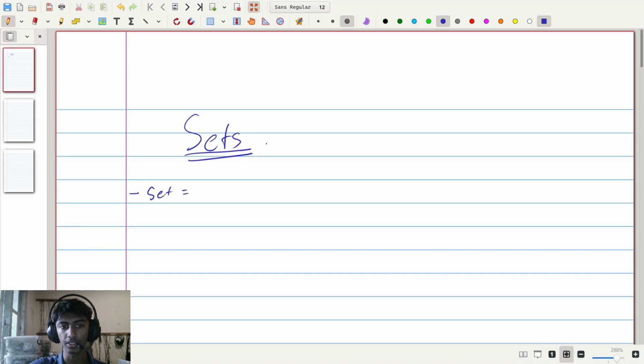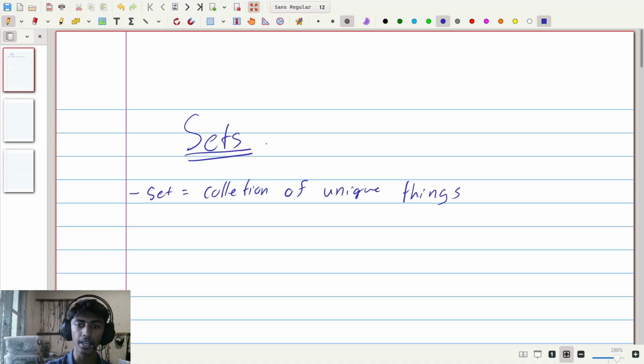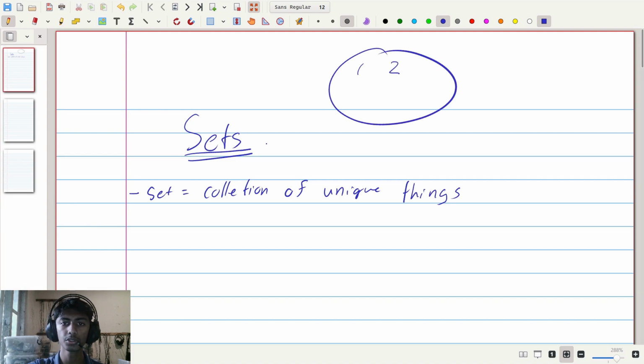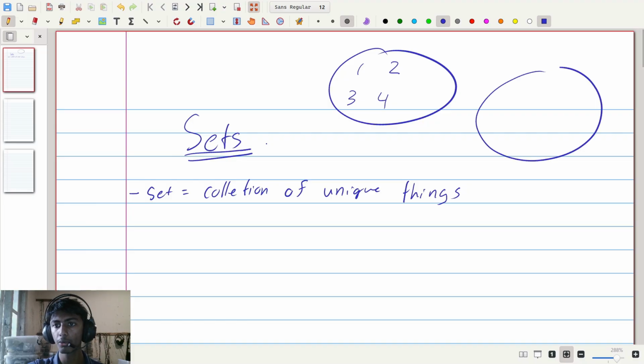A set is a collection of different, unique, well, we'll just say things for now. So it doesn't really matter what the set has. It can be literally anything, and there's no real limitation to what you put in a set. For example, the set 1, 2, 3, 4 is valid. So is the set of an apple, let's say a banana, let's say Earth, and let's say the International Space Station.